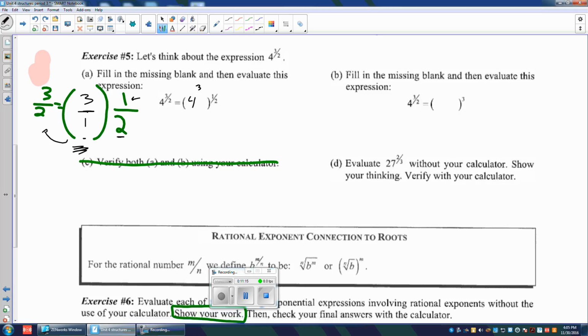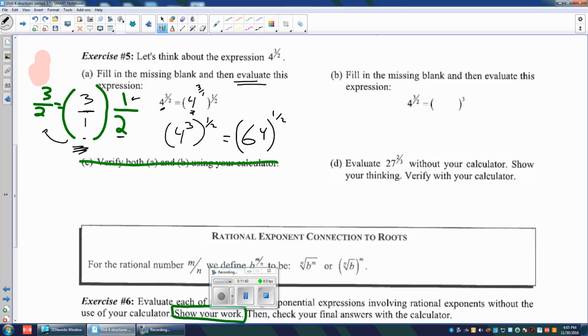4 to the 3/1, because we're just talking about the exponents there. The base still stayed the same as a 4. So do I know what 3/1 is? Yes, it's just 3. So this is 4 cubed to the 1/2 power. Fill in the missing blank, then evaluate. Evaluate means find the numerical answer. 4 times 4 is 16 times 4 is 64.